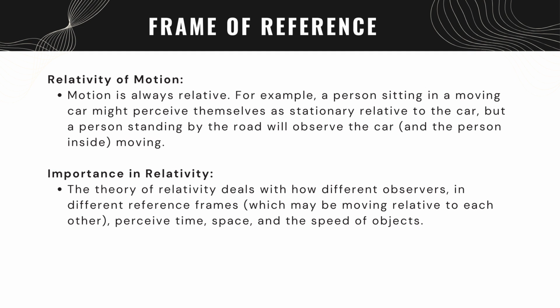Relativity of motion. Motion is always relative. For example, a person sitting in a moving car might perceive themselves as stationary relative to the car, but a person standing by the road will observe the car and the person inside moving. Importance in relativity. The theory of relativity deals with how different observers, in different reference frames, which may be moving relative to each other, perceive time, space, and the speed of objects.